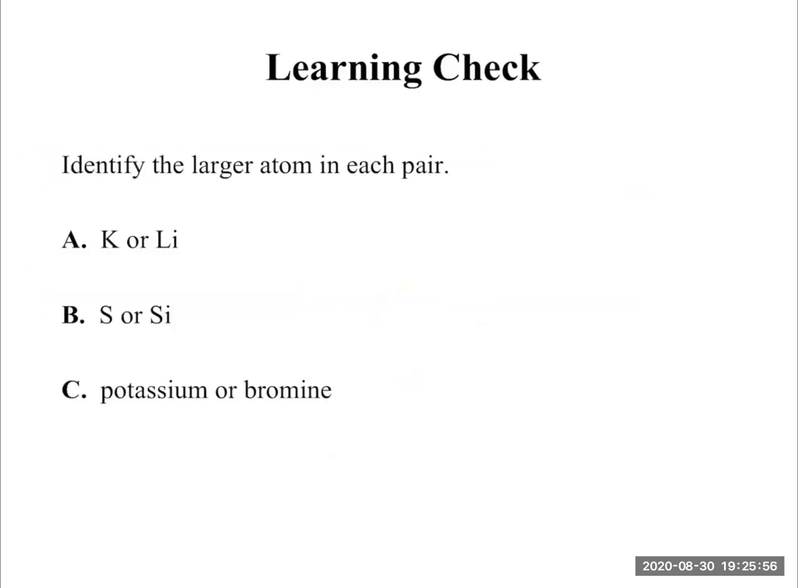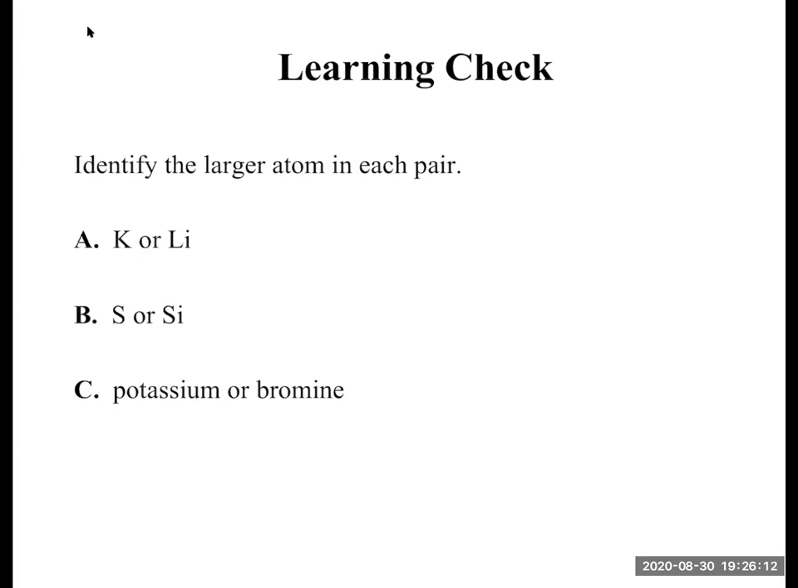Questions that will be asked are something like this: which one is larger, potassium or lithium, sulfur or silicon, potassium or bromine? So you want to locate them on the periodic table. In this case, potassium and lithium. Which one is further down? This is further down. So in this case, potassium is going to be bigger because it's lower. First is lithium and then it's potassium. Obviously by that order, because it increases as you go down.